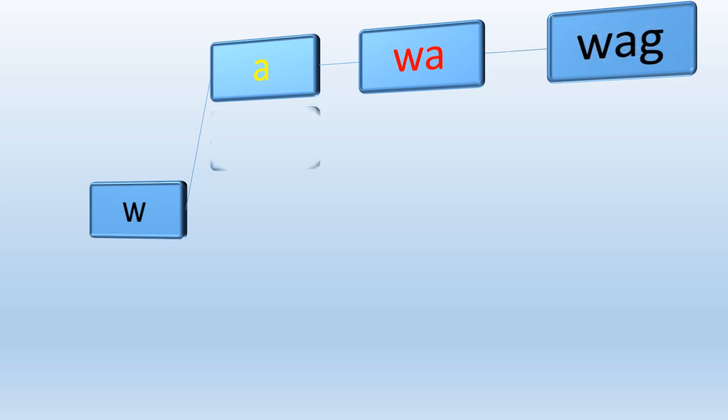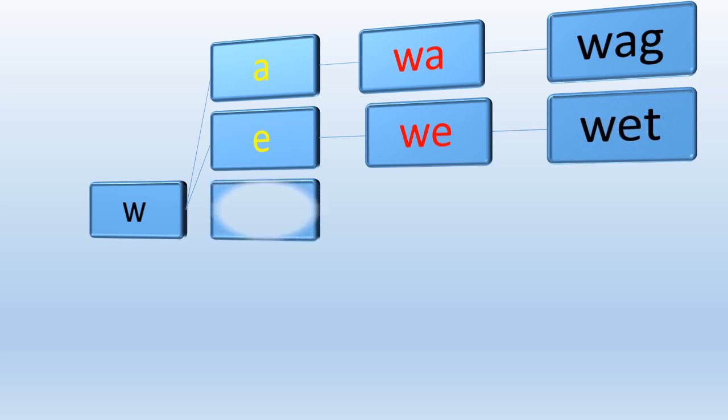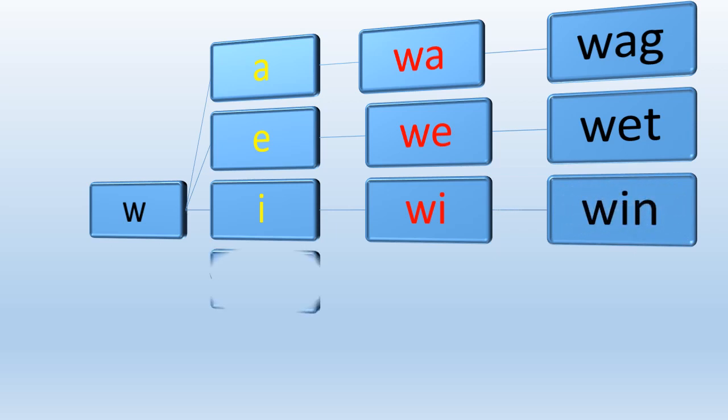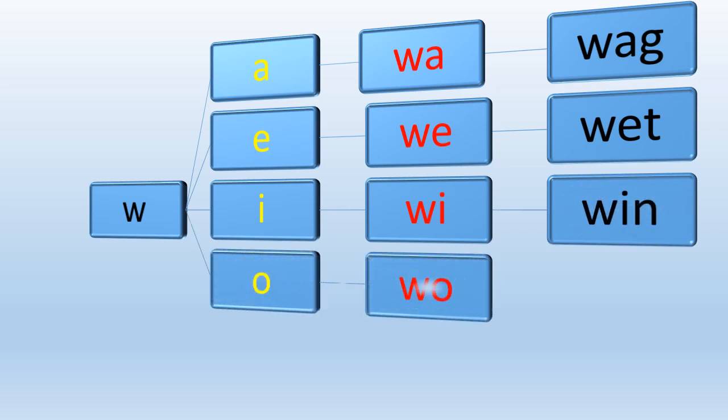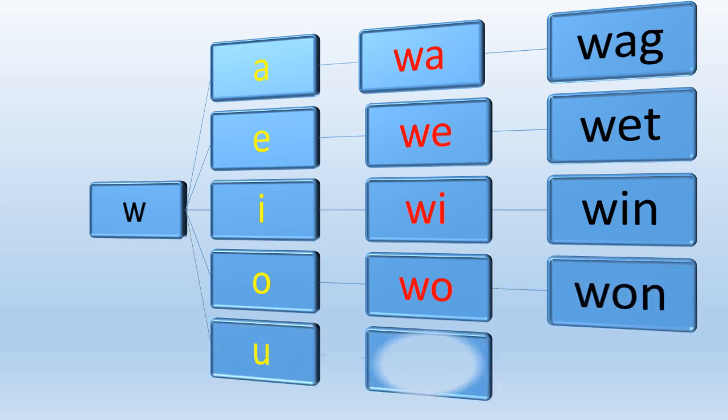The next letter is W. Do you know how to pronounce W? You should make your lips in a round shape, then say W. So W, A, Wa, as in wag. W, E, We, as in wet. W, I, as in win. W, O, as in one. W, U.